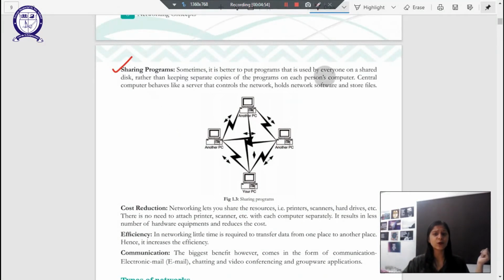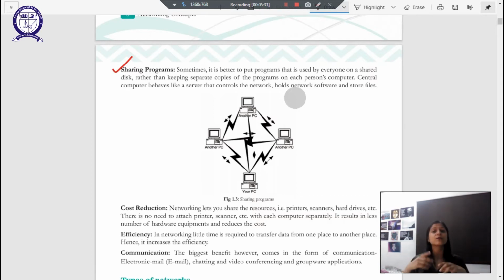Sometimes it's better to put programs that are used by everyone on a shared disk rather than keeping separate copies of the program. So for example, there is a file called office details, which has to be edited by each one of the employees. Now what are the ways we can do this? We can have the file on each personal computer, and then every employee can make changes every day, and at the end of the day we can see which employee changed what.